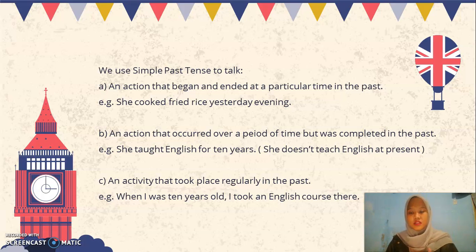The second one is an action that occurred over a period of time but was completed in the past. For example, she taught English for 10 years, meaning that she taught English in the past for 10 years, but she doesn't teach English at the present anymore. And the third one is an activity that took place regularly in the past. For example, when I was 10 years old, I took an English course there.